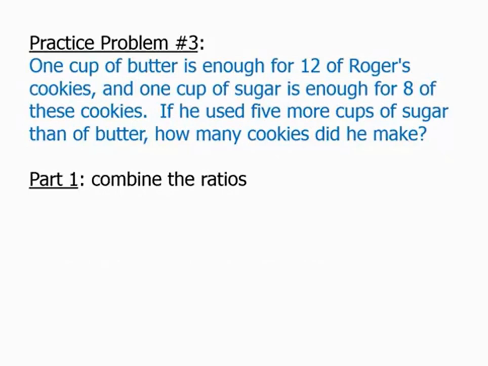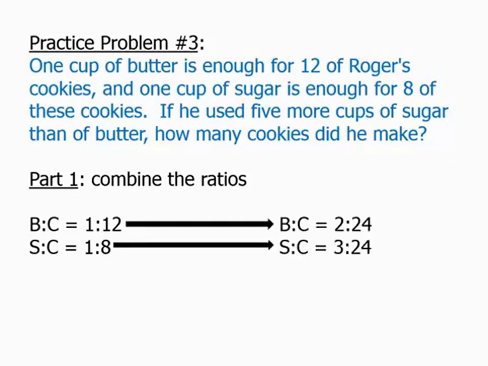First, we're going to combine the ratios. So these are the separate ratios. Butter to cookies, 1 to 12. Sugar to cookies, 1 to 8. The common factor here are the cookies. And so we have to figure out what we can multiply by. What is the least common multiple of 8 and 12? Of course, it's 24. And so we have to multiply the first one by 2 over 2 and the second one by 3 over 3. And this allows us to get this combined ratio, 2 to 3 to 24.